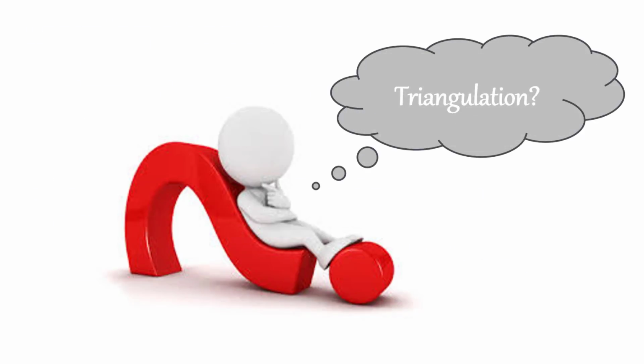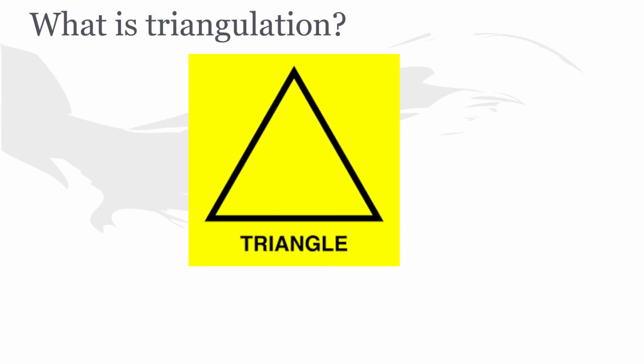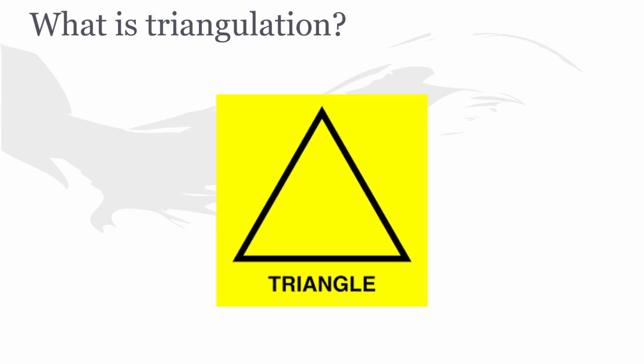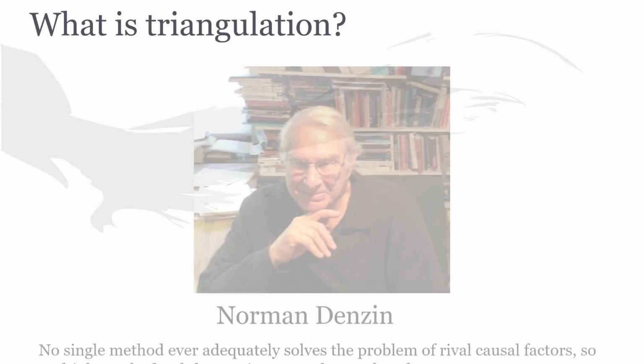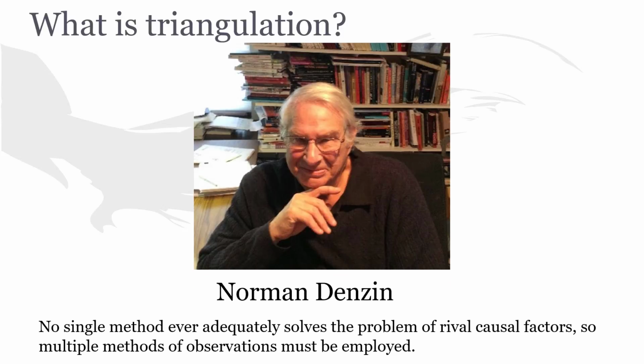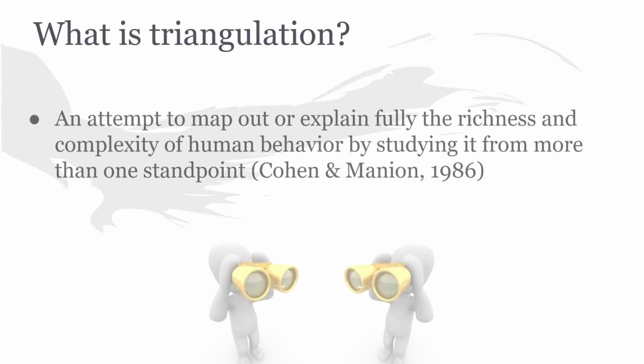First of all, think about when you see the word triangulation, what does it remind you of? Probably it reminds you of the word triangle, which is the strongest geometric form in the world. According to Norman Denzin, no single method ever adequately solved the problem of rival causal factors, so multiple methods of observations must be employed. So what's the definition of triangulation?